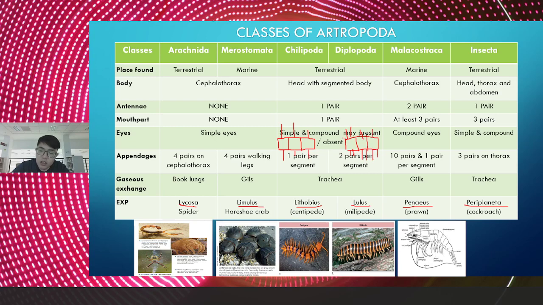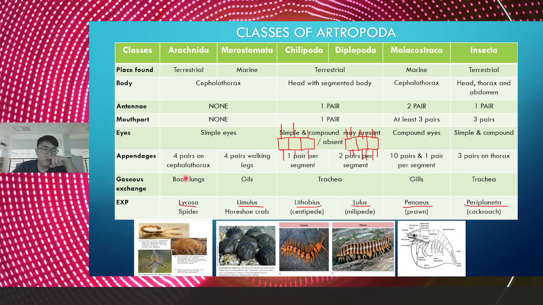So this is the general differences between Chilopoda and Diplopoda. Hanya difference ini sahaja. Yang lain semua sama saja. Only these differences. Okay. For the Malacostraca, banyak lah. Banyak juga lah. 10 pairs lah. And 1 pair per segment. And insecta got 3 pairs on thorax.